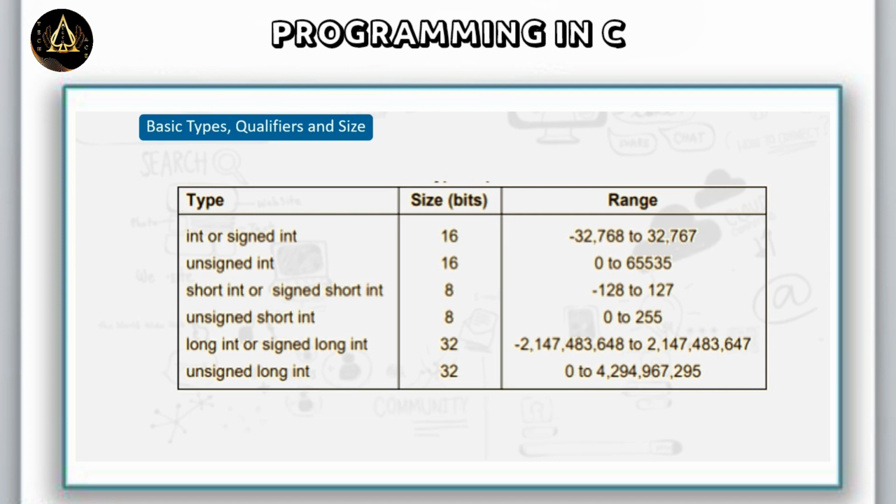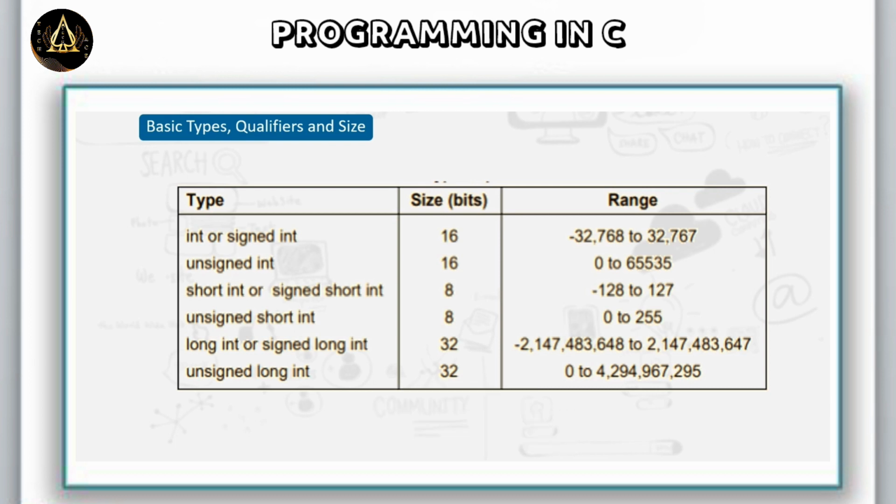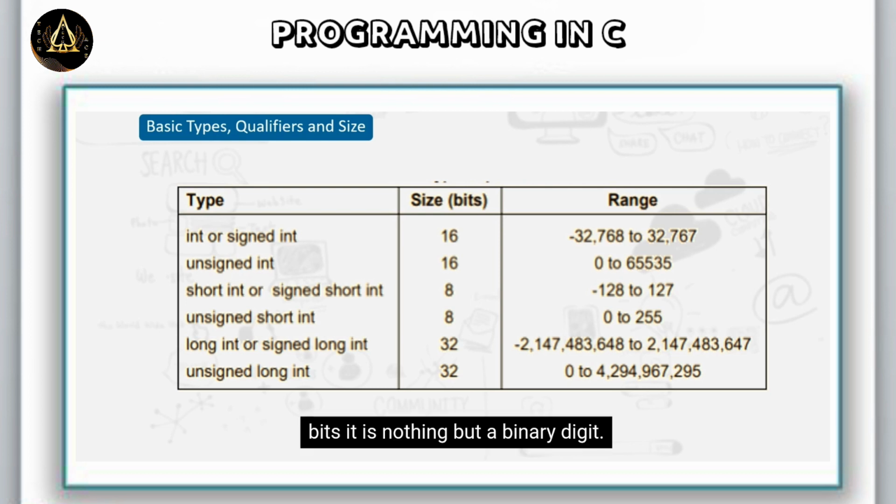Now, the word size depends on the machine. It is usually said that the integer data type occupies 2 bytes of data in the computer's memory. 2 bytes meaning 1 byte has 8 bits, so 2 bytes has 16 bits of data. When we say bits, it is nothing but a binary digit. A binary value can either be 0 or 1. Every information in the computer's memory is stored in the form of a binary value, whether it is an alphabet or a character, or it can be anything.